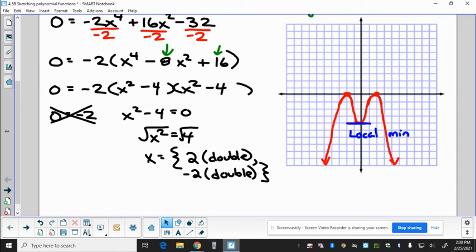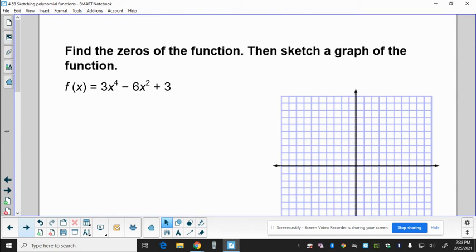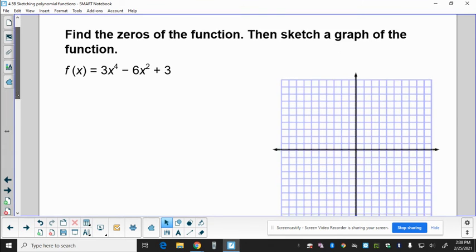So that's the idea. Can you use your ability to understand end behavior in conjunction with factoring and the zero product property to make a decent sketch? I think we've accomplished that. Let's try a couple more. How about this one? Here's the original function.